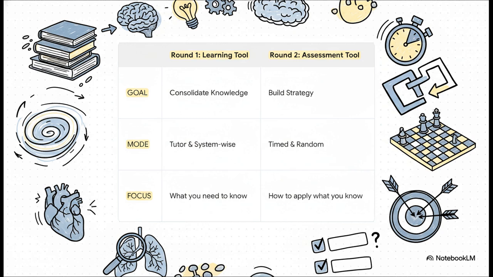And this slide just lays it all out perfectly. Look at the difference. In round 1, your whole goal is just to consolidate knowledge. You're in tutor mode, you're going system by system, and your focus is on what you need to know. But then, boom, round 2 hits. The goal switches to building strategy, you're now in timed and random mode, and the focus shifts entirely to how to apply what you know when the clock is ticking.